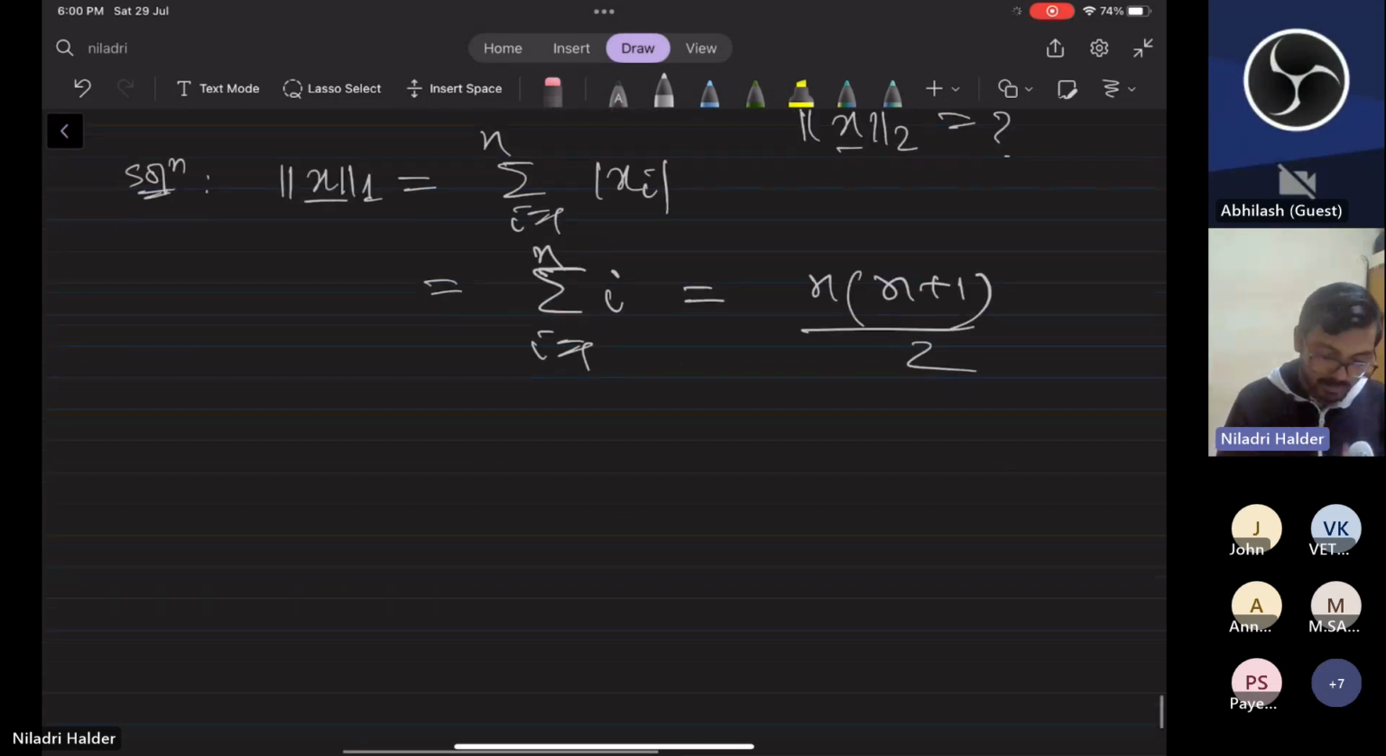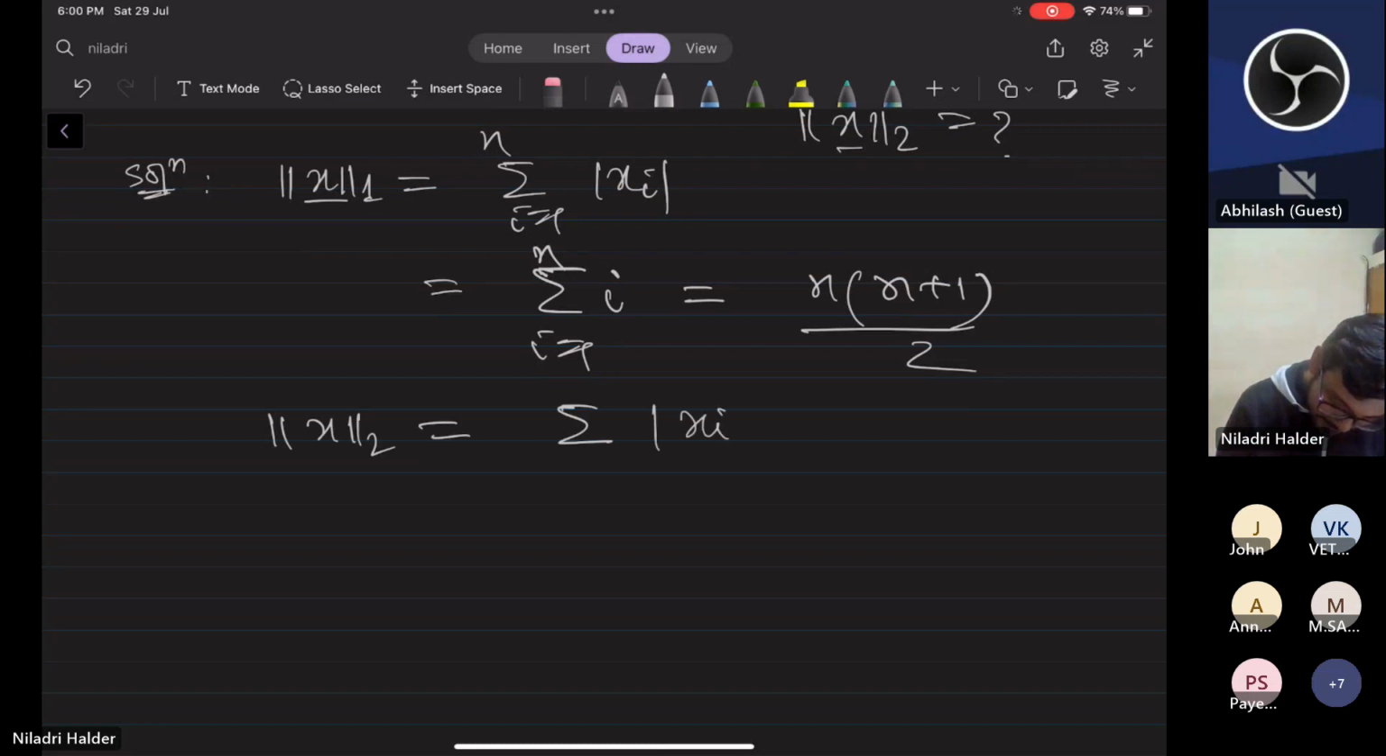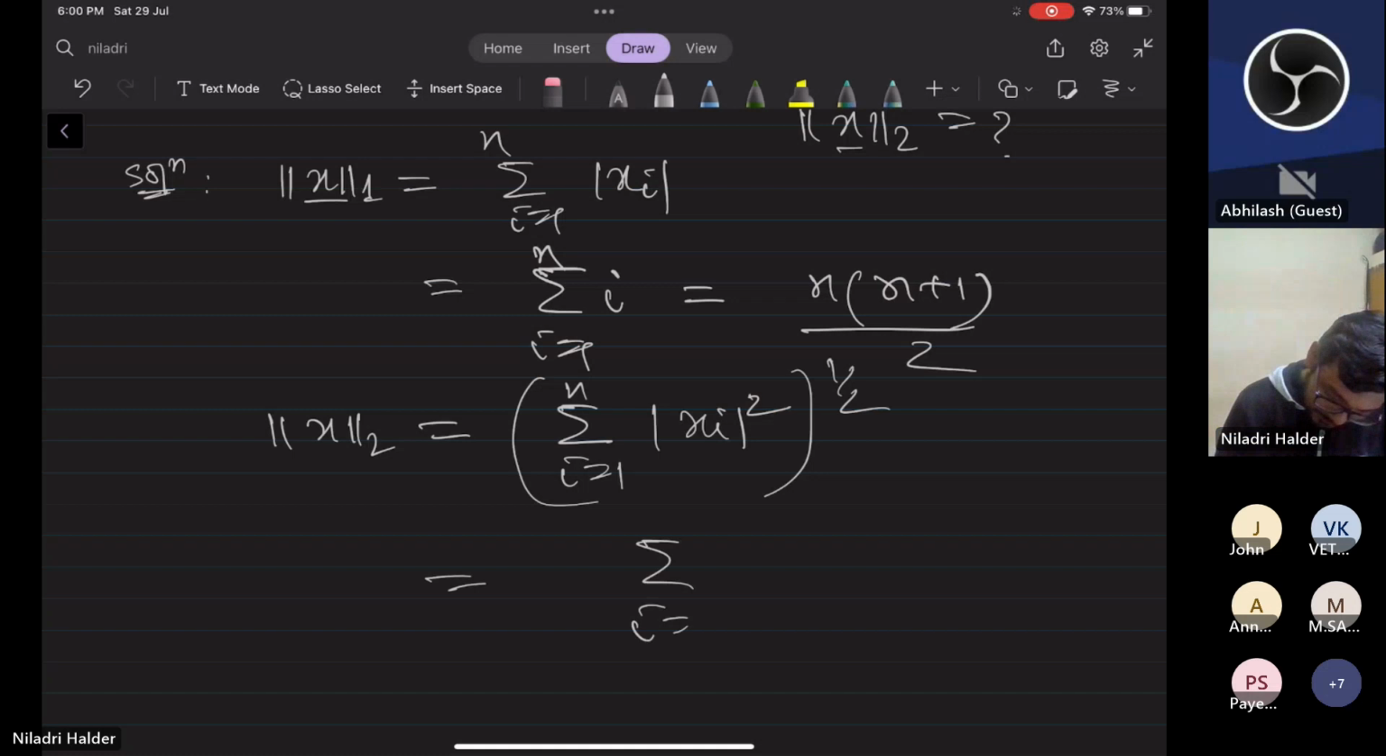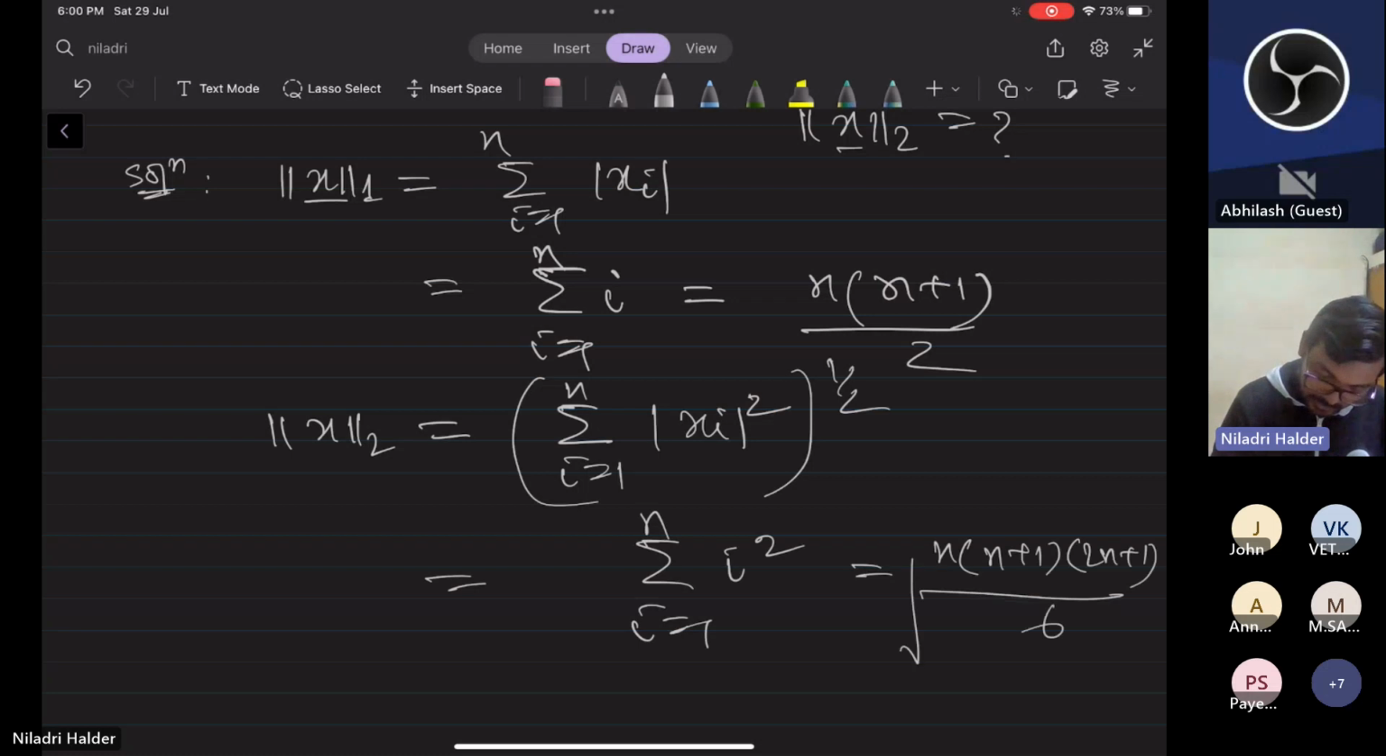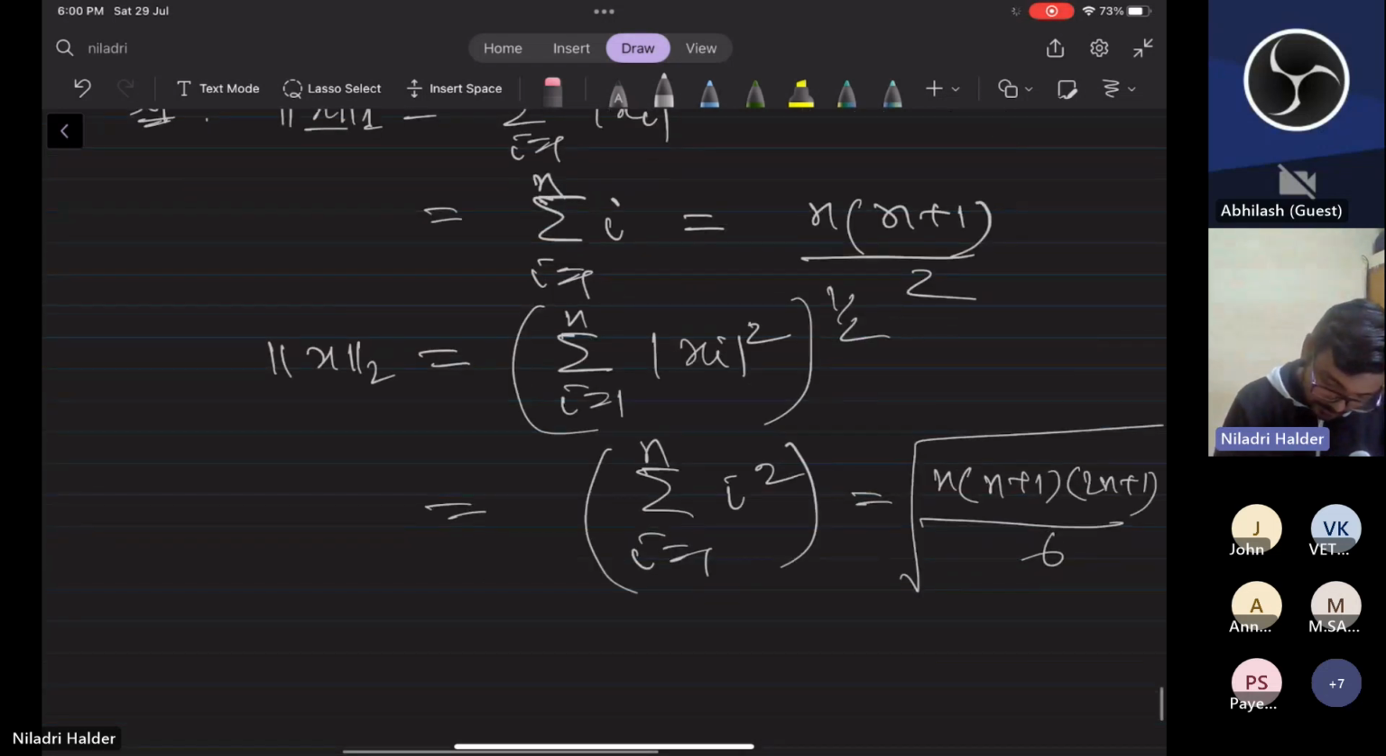So this is the formula for summation of the first n natural numbers. Then what should be the L2 norm? So this is the L2 norm, the square of the first n natural numbers. So the formula is n into n plus 1 into 2n plus 1 by 6. So this is the formula.